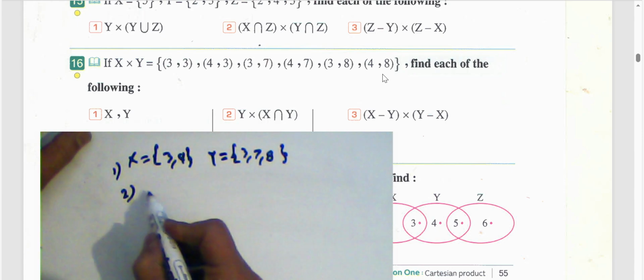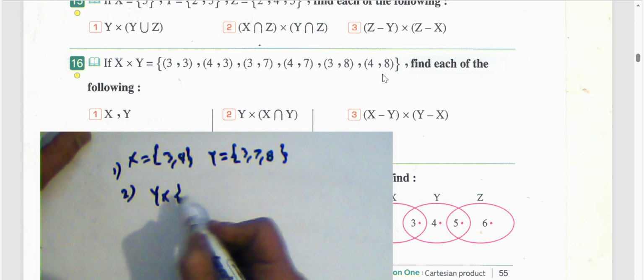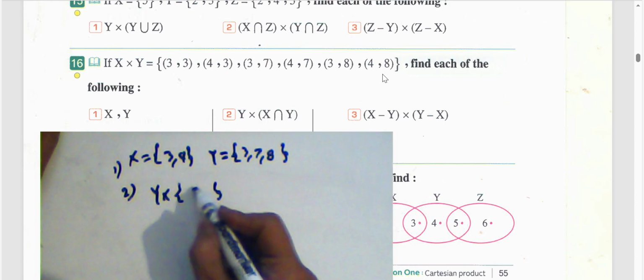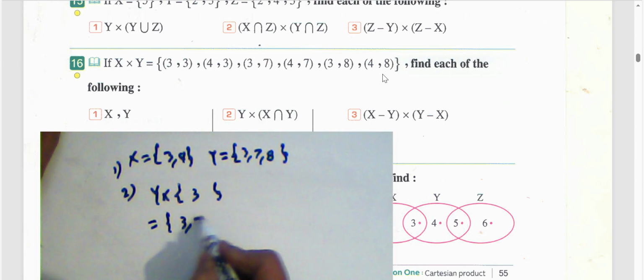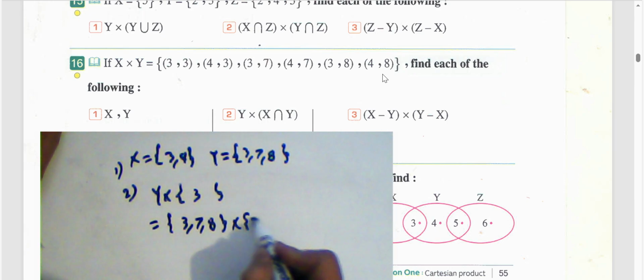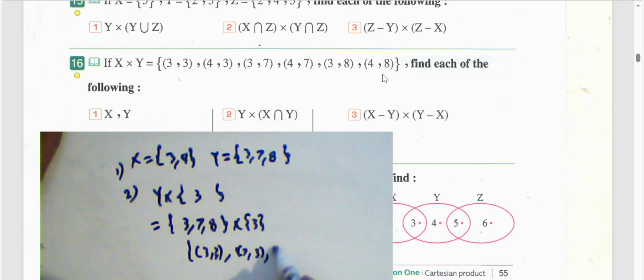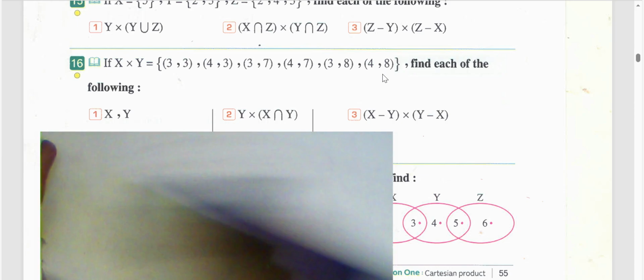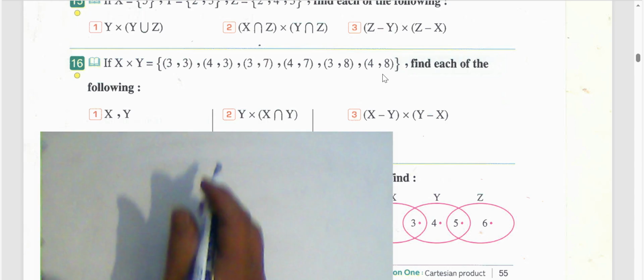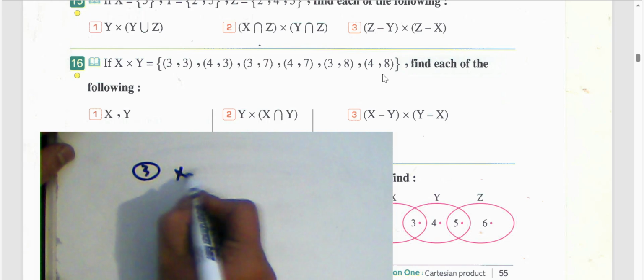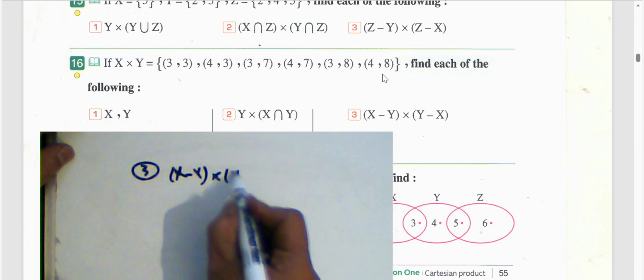Number 2, you want to find y Cartesian product by the intersection between x and y. Okay, x and y intersection together is 3. Then the element of y was 3, 7, 8, Cartesian product with 3. The order will be 3 with 3, and then 7 with 3, and then 8 with 3. Understood?